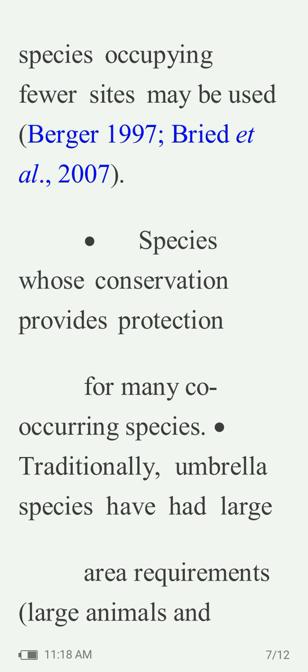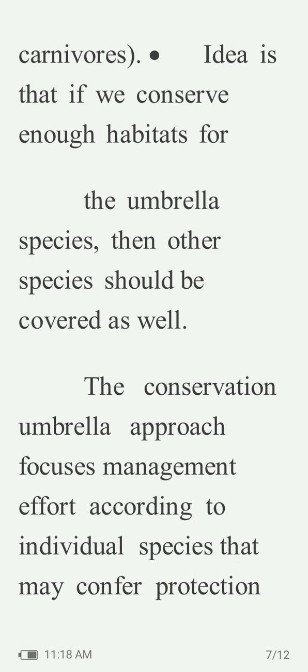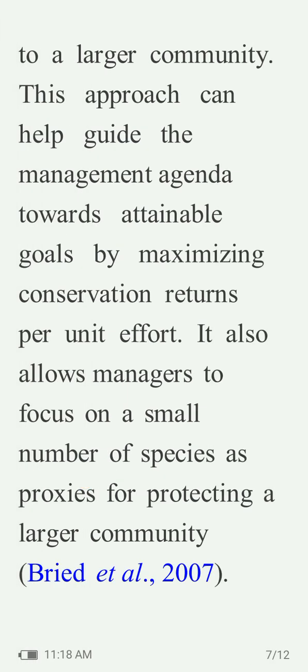Umbrella species are species whose conservation provides protection for many co-occurring species. Traditionally, umbrella species have had large area requirements, such as large animals and carnivores. The idea is that if we conserve enough habitat for the umbrella species, then other species should be covered as well. The conservation umbrella approach focuses management efforts according to individual species that may confer protection to a larger community. This approach can help guide the management agenda towards sustainable goals by maximizing conservation returns per unit effort. It also allows managers to focus on a small number of species as proxies for protecting a larger community.